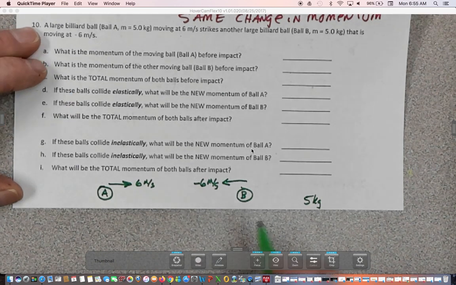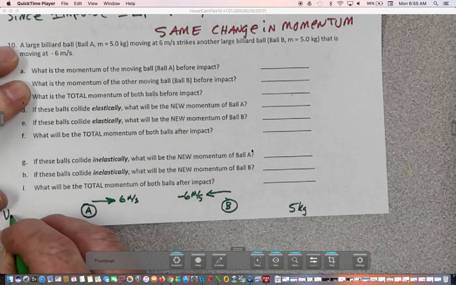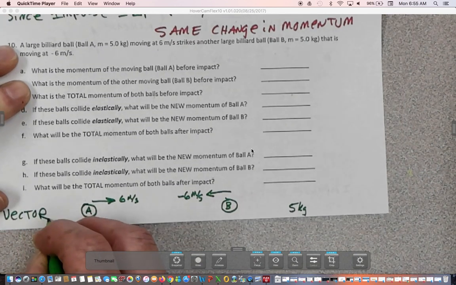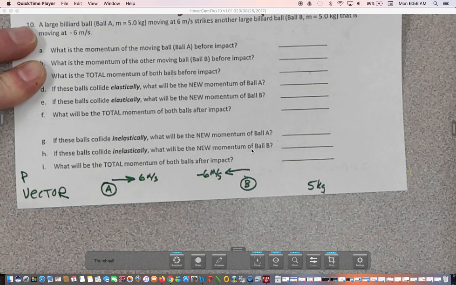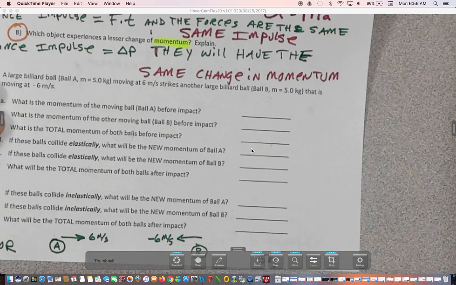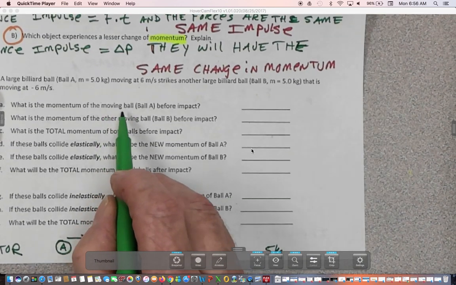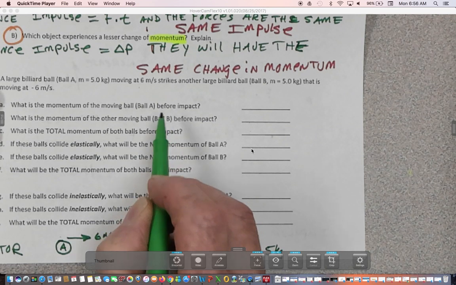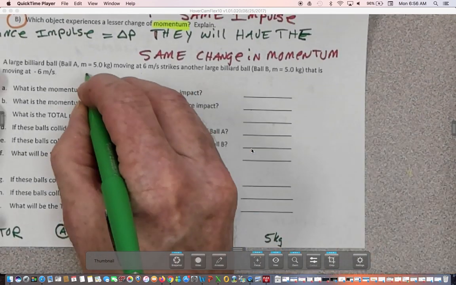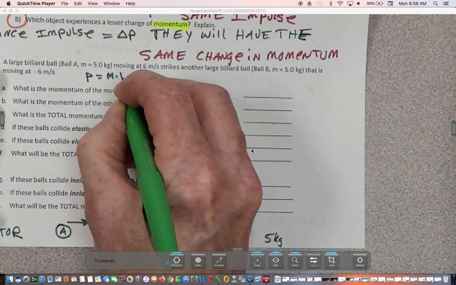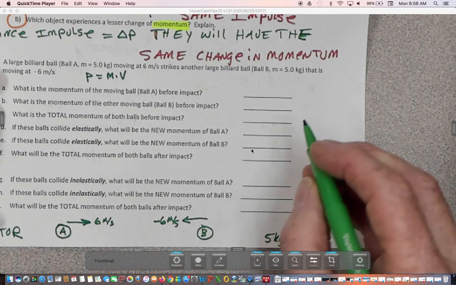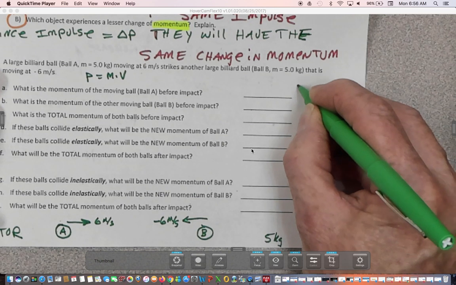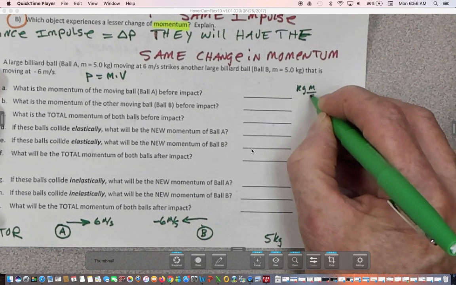Now, momentum is a vector. Write that down. P vector. Write that down right here. It has direction. So, what's the momentum of billiard ball A before the impact? Well, billiard ball A, momentum is this simple formula, P equals M times V. I'm expecting you to do that on your own. And put the appropriate units on it. The units will be kilogram meters per second.